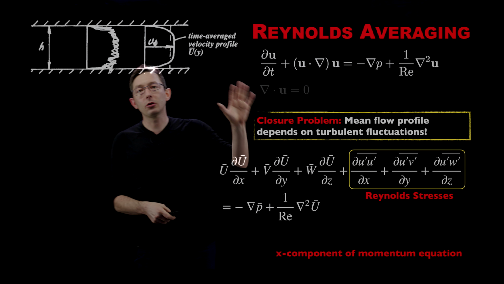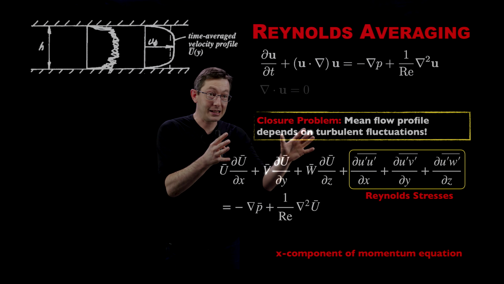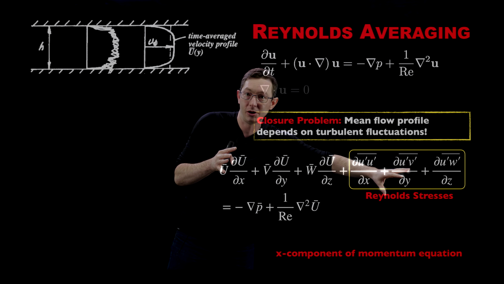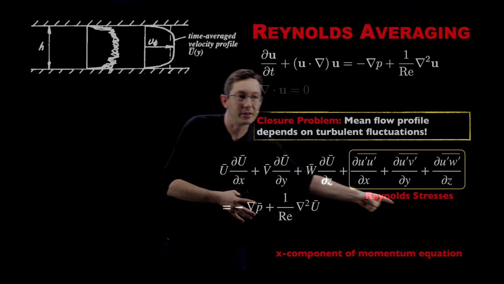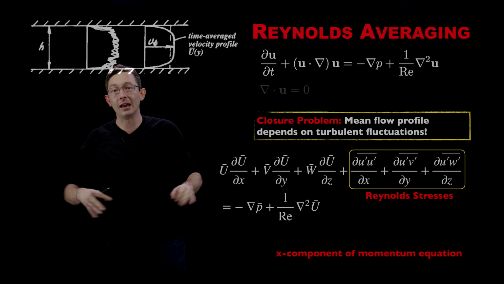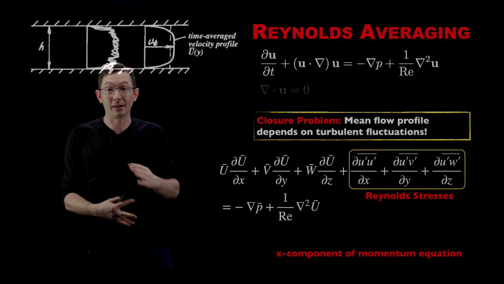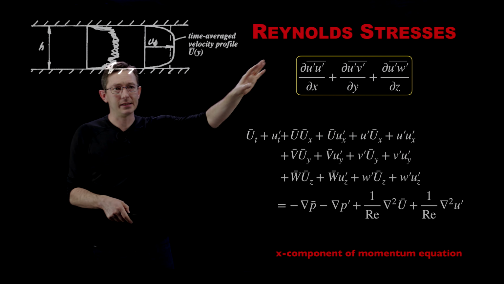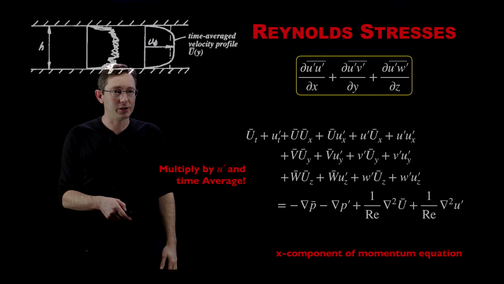Good, and the whole closure problem is trying to approximate these mean flow quantities without considering these turbulent fluctuations. So what we want to do is essentially find a model for these Reynolds stresses in terms of the mean flow. That's the whole name of the game, and that's what at least Reynolds averaged Navier Stokes closure modeling is all about. Good, so here are our Reynolds stresses. Again, the x component of the momentum equation.